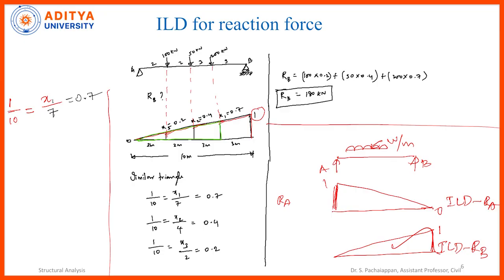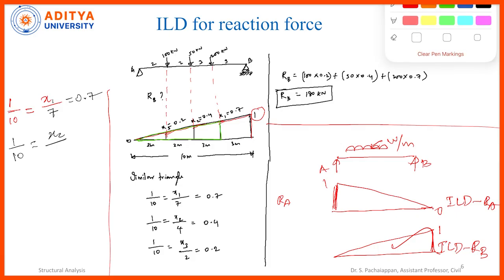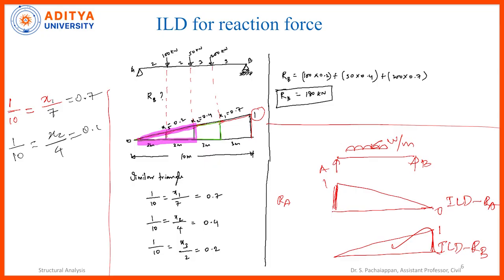In a similar way, using 1 by 10, I am going to calculate the value of x2. For x2, the other triangle I put in a different color. For example, we will take pink. So, this is the x2 triangle. Now, you see the x2 triangle is 2 meters, 2 meters, so it is 4 meters. So, I got the value of x2 as 0.4.